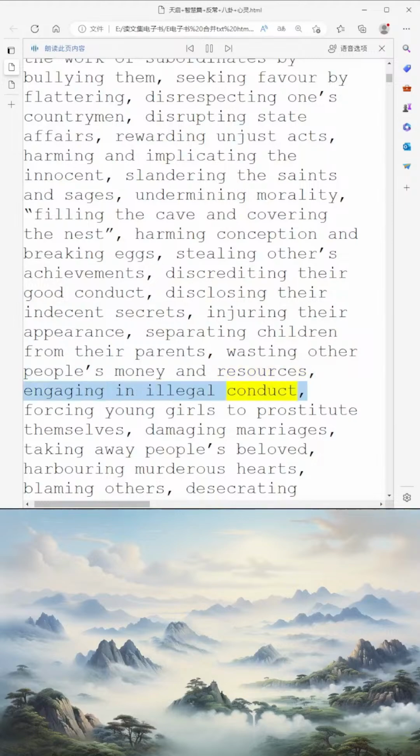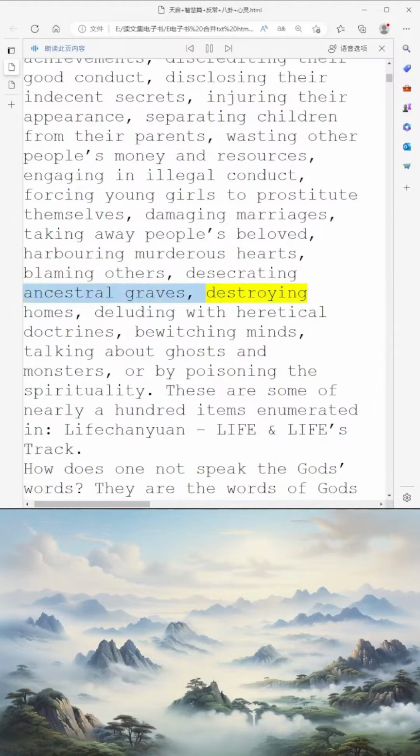engaging in illegal conduct, forcing young girls to prostitute themselves, damaging marriages, taking away people's beloved, harboring murderous hearts, blaming others, desecrating ancestral graves, destroying homes, deluding with heretical doctrines, bewitching minds, talking about ghosts and monsters, or by poisoning the spirituality. These are some of nearly 100 items enumerated in Life of Chanyuan, Life and Life.